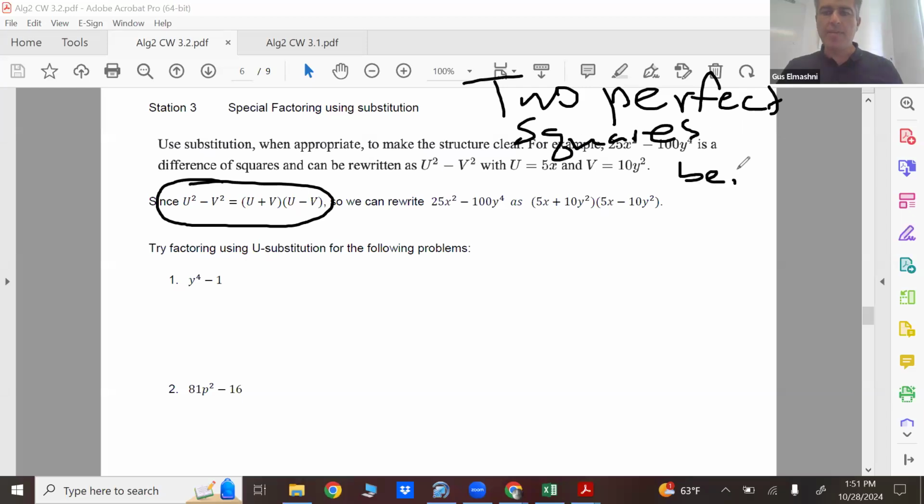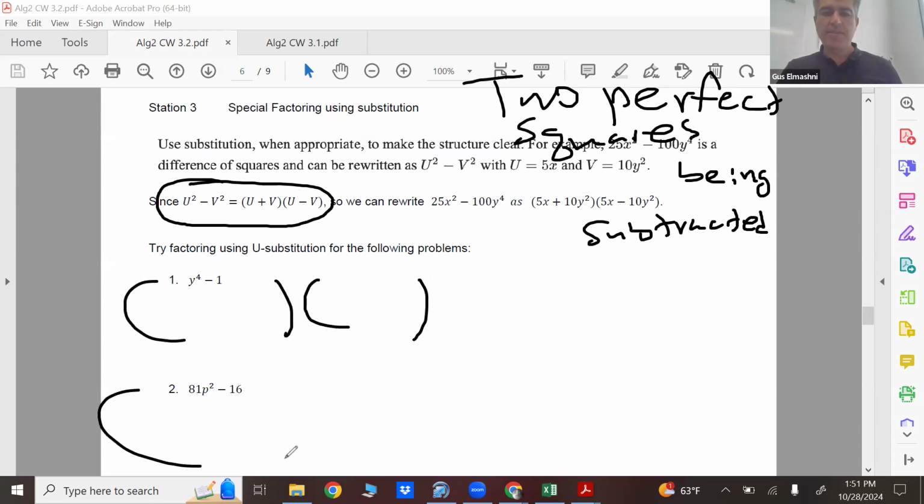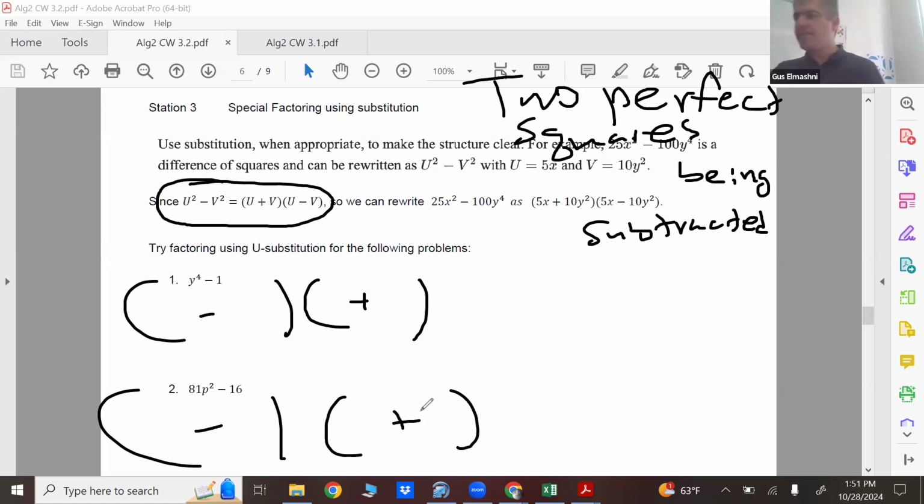Being subtracted. That's the bottom line. So all you do straight up is just square root them and write like this: minus, plus, minus, plus. That's it. That's all you're doing. So what's the square of y^4? What two identical terms multiply to y^4? y^2, because y^2 squared is y^4.